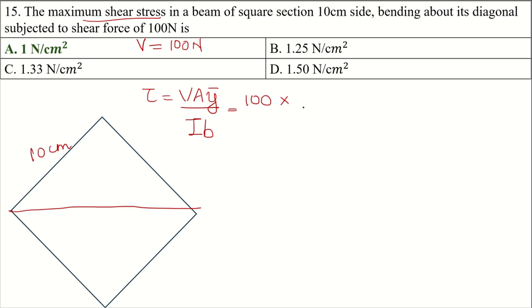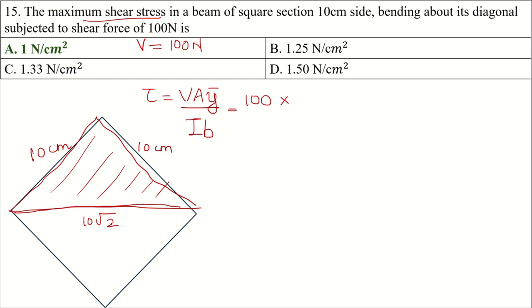We need to find the area of the top portion about the neutral axis. This side is 10 centimeter, this is 10 centimeter, this is 10 root 2. Then the area A equals half into base 10 root 2, into height 10 root 2 divided by 2. After solving we get 100 by 2, that is 50 centimeter square. Area is 50 centimeter square.